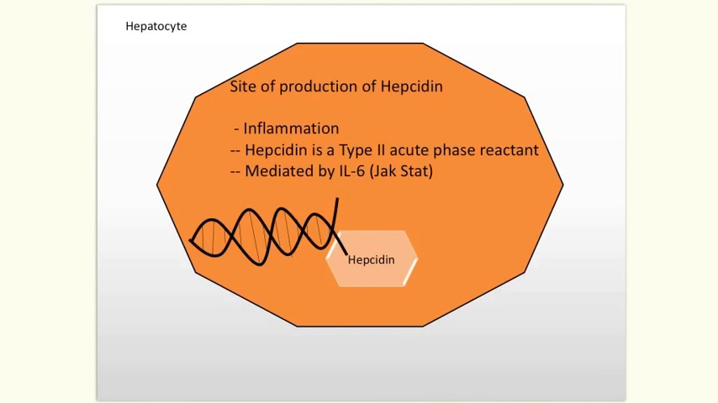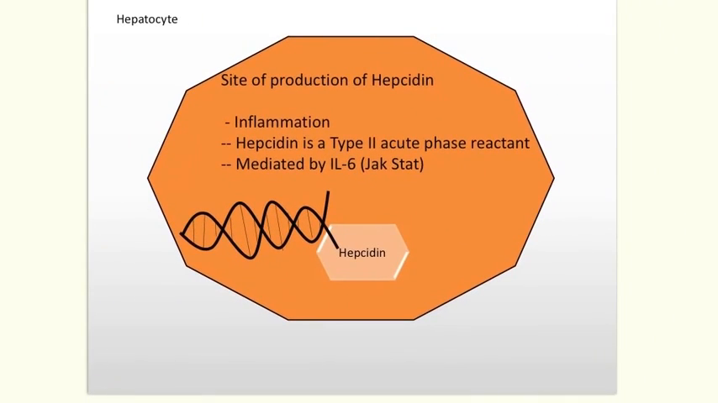Now you should know that hepcidin is a type 2 acute phase reactant. So you'll remember acute phase reactants, it's a positive acute phase reactant. So whenever inflammation is present, its production goes up. And that fact that it's mediated by IL-6 via JAK-STAT pathway. Now, hepcidin in general is not simply mediated via JAK-STAT. It is only mediated via JAK-STAT via IL-6.